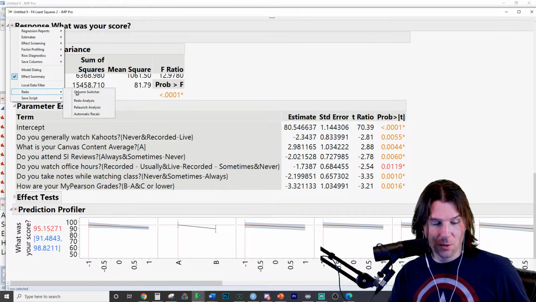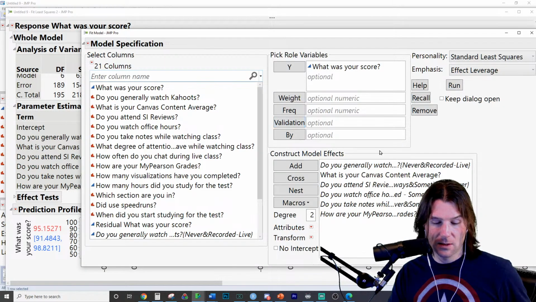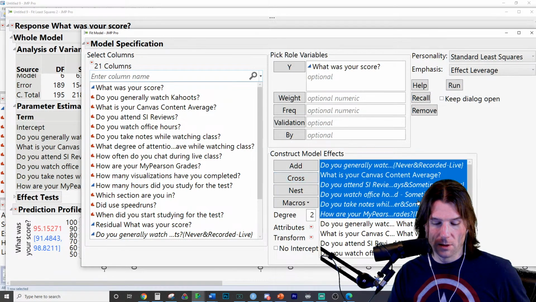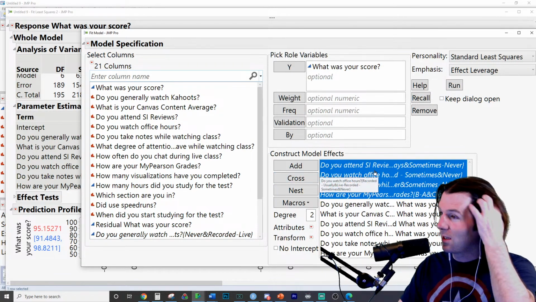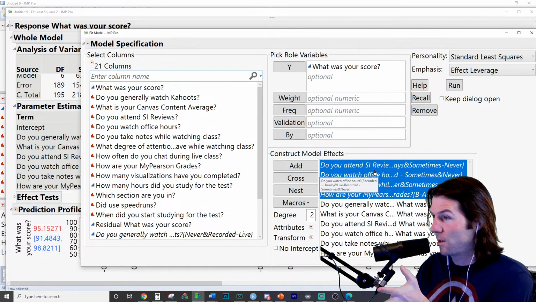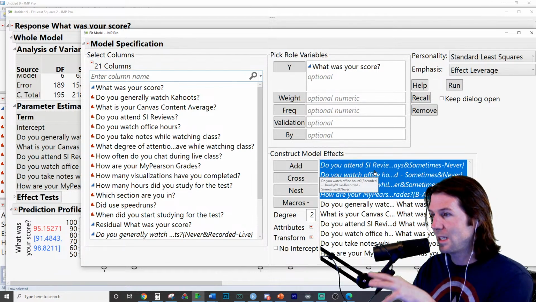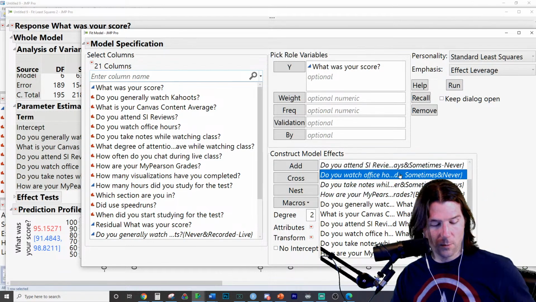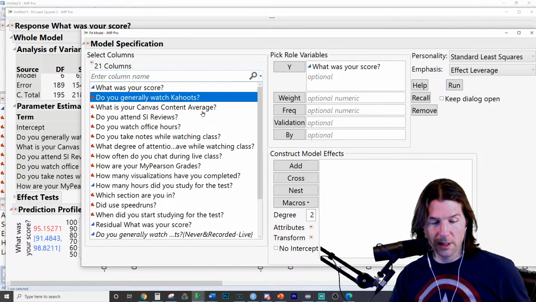Let's go here and go to redo, relaunch analysis. And now we're doing an interaction model. So this will account for interactions between the variables, like maybe someone who takes notes during class but studies more. I guess I could do all of them. You know what? Why not? If we're going to go crazy, we're going to go crazy.